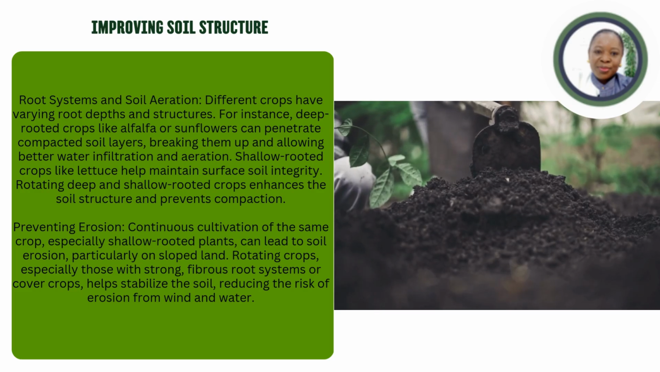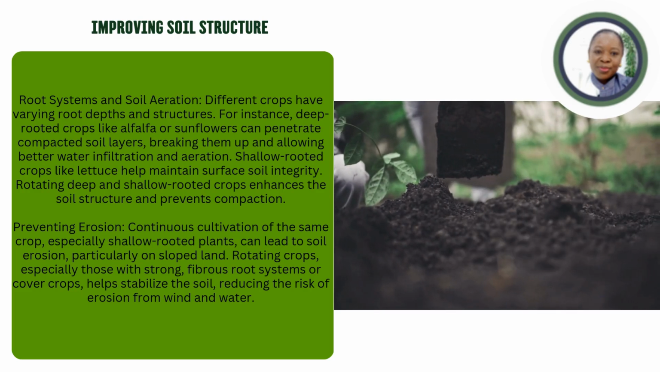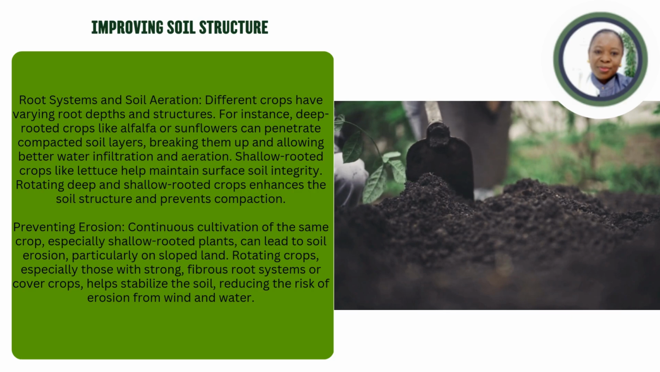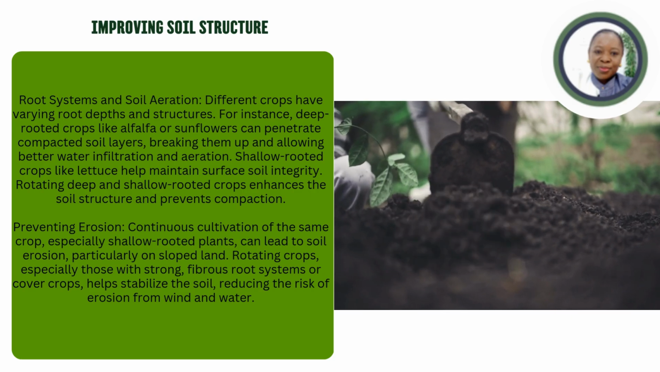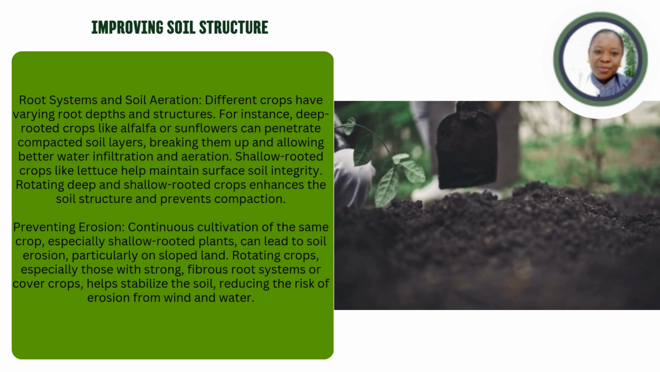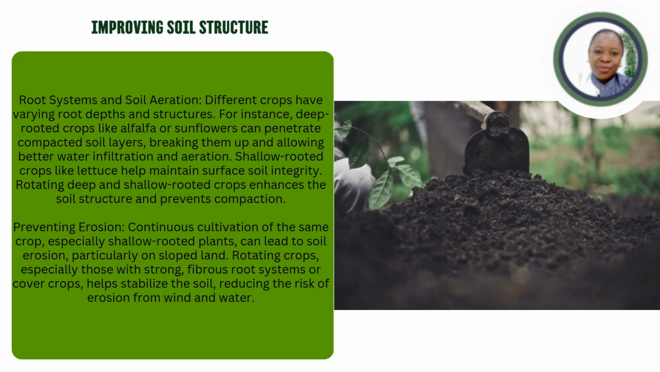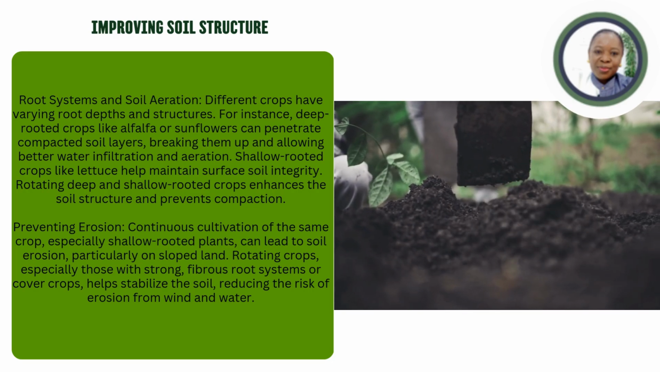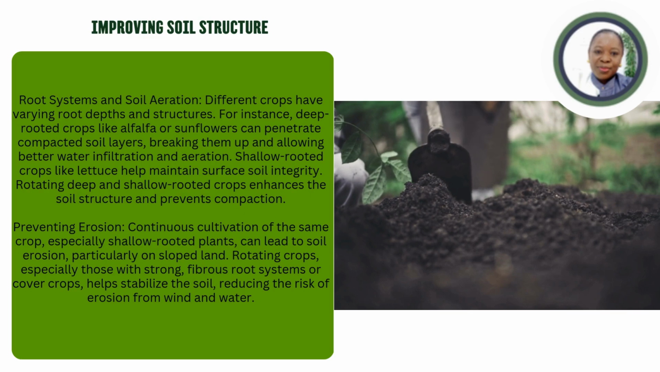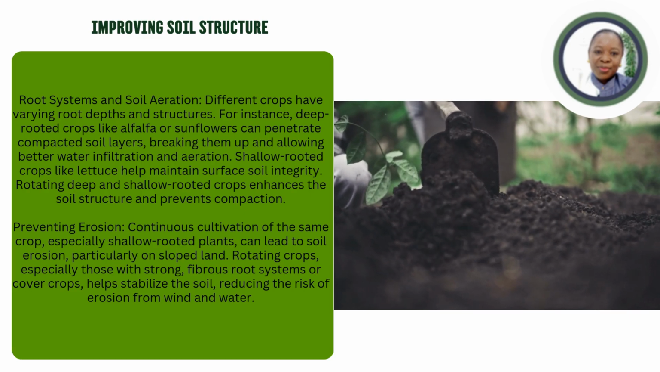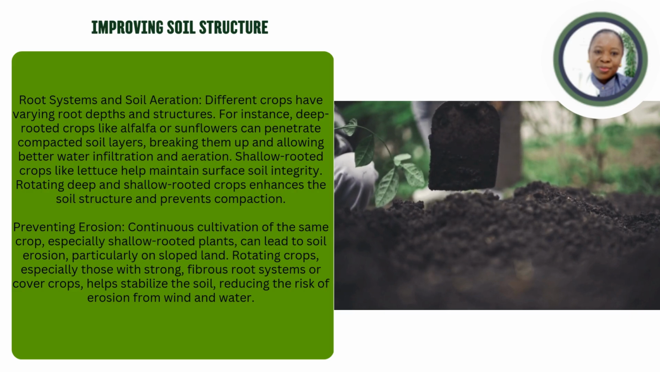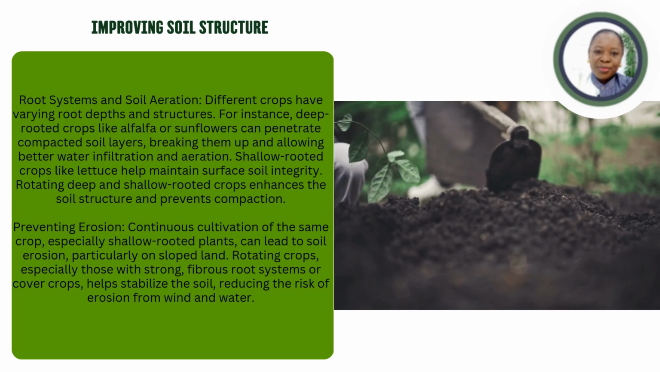Preventing erosion. Continuous cultivation of the same crop, especially shallow-rooted plants, can lead to soil erosion, particularly on sloped lands. Rotating crops, especially those with strong fibrous root systems or cover crops, helps stabilize the soil, reducing the risk of erosion from wind and water.